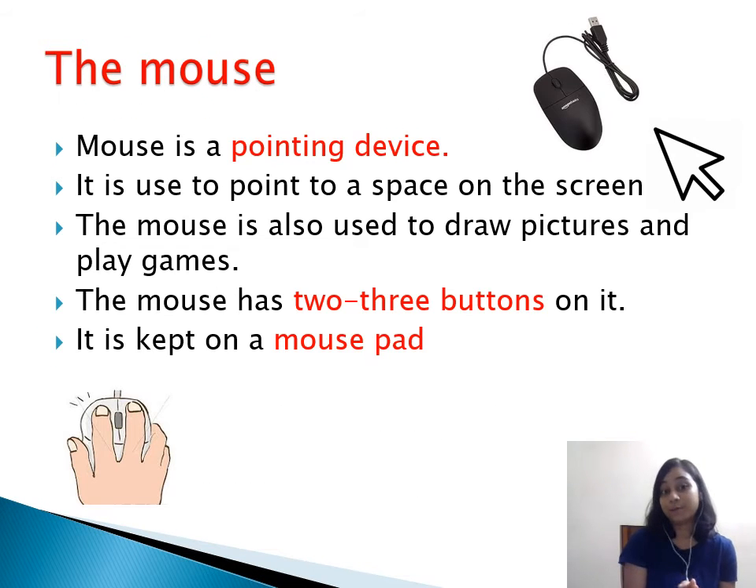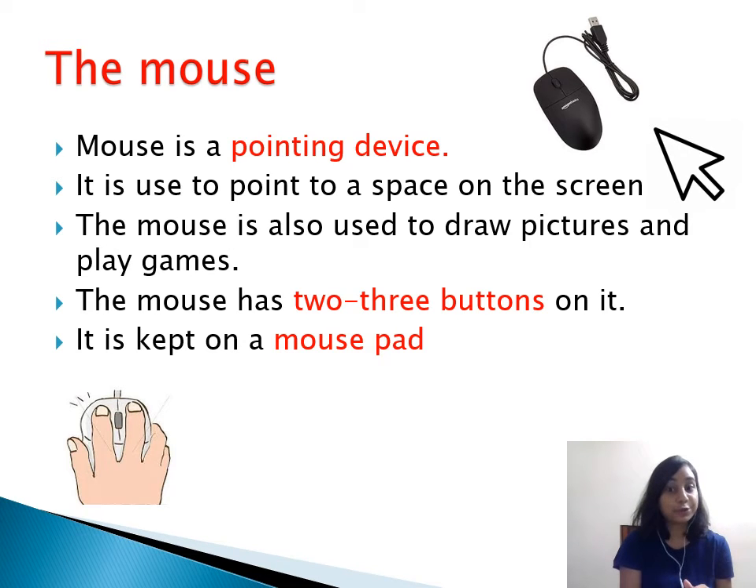Then we have mouse. A mouse is a pointing device. It is used to point to a space on the screen. The arrow you can see, that is the pointer, okay? And whatever we want to point on a monitor, we can move the mouse and we can move the cursor. We can move the pointer wherever we want to go.